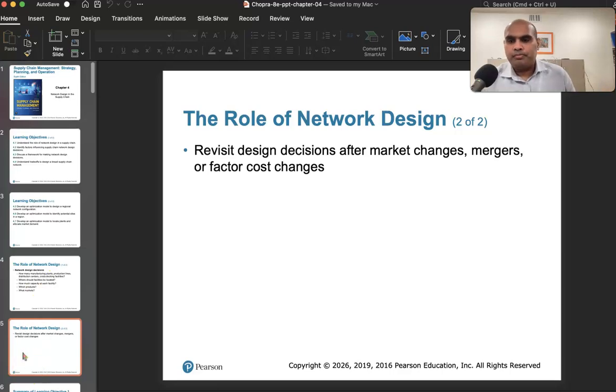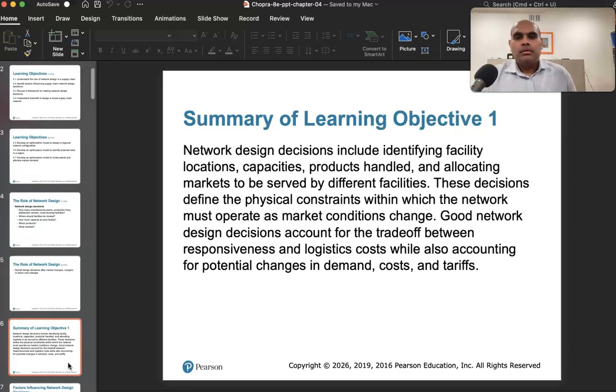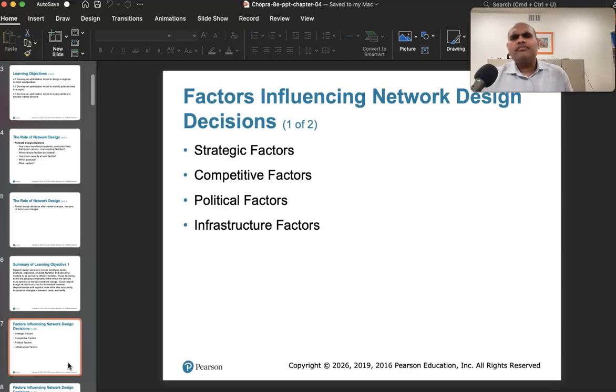Moving on. All right. So what are the factors that influence design decisions, right?